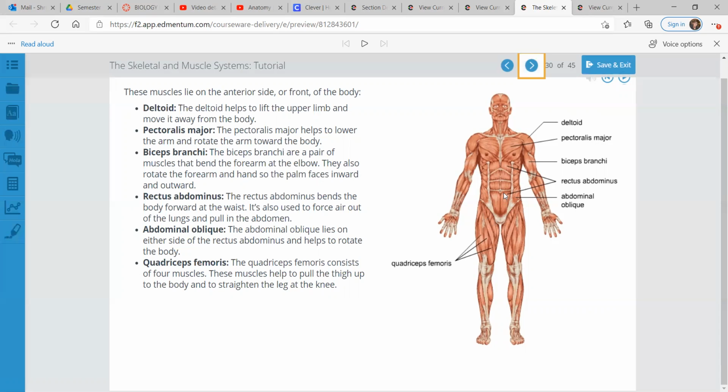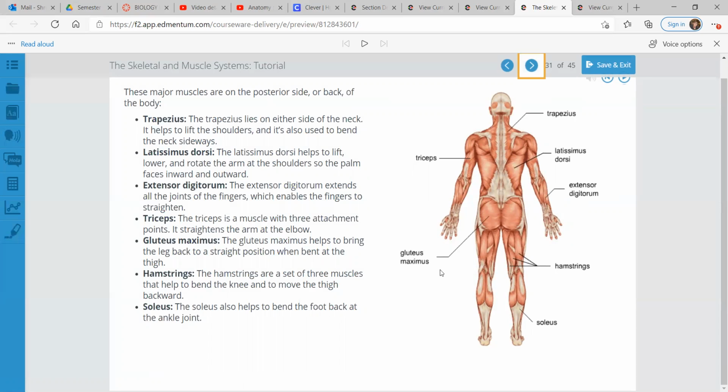Then you have your obliques, the abdominal oblique. These lie on either side of your rectus abdominis, and helps to rotate the body. Those are right there. Then we have your quadriceps femoris. The quads consist of 4 muscles. These muscles help to pull the thigh up to the body and to straighten the leg at the knee. So you can see all the different muscles right there.